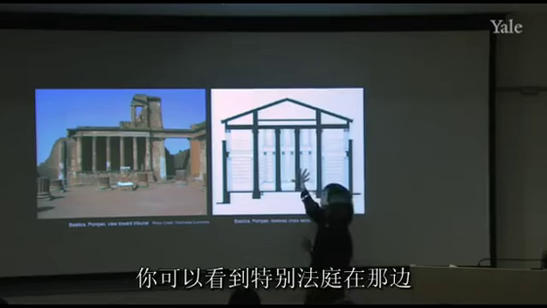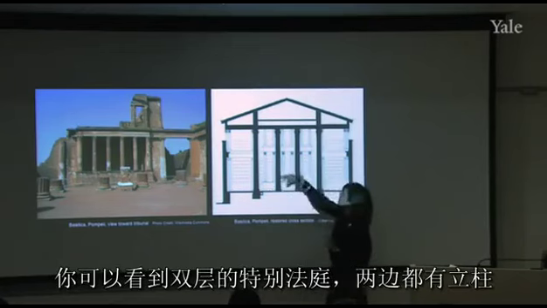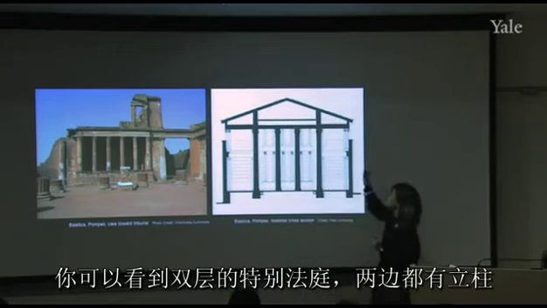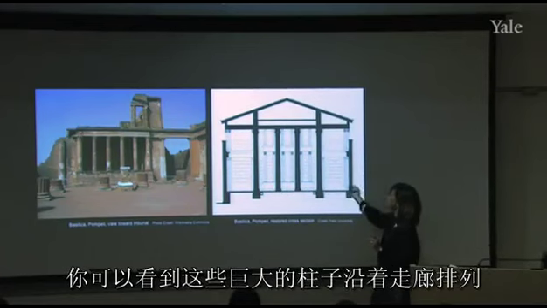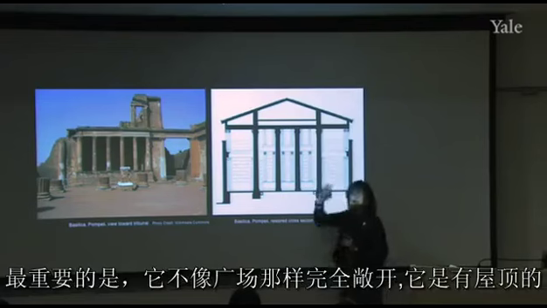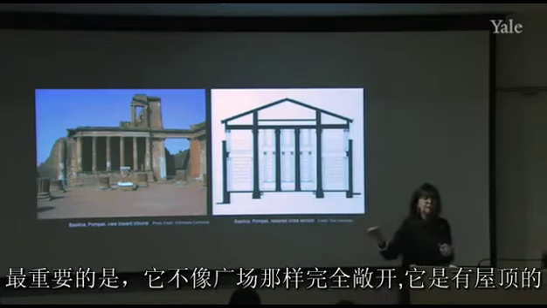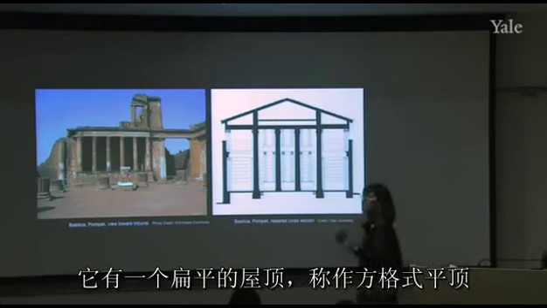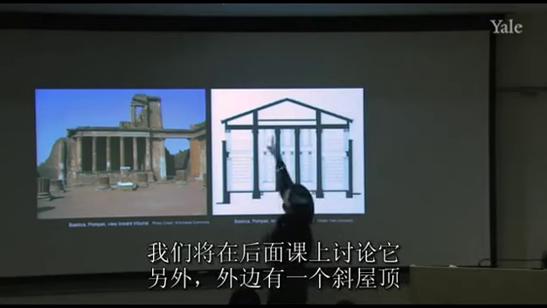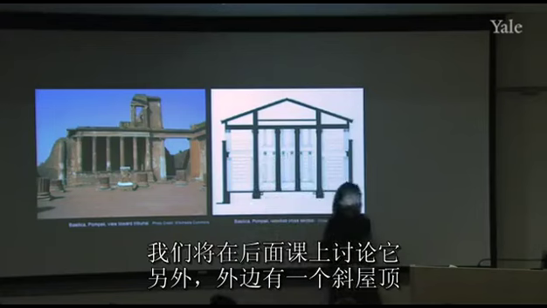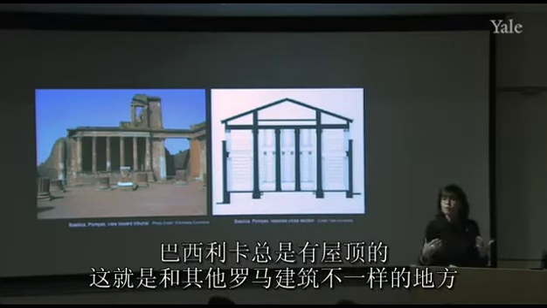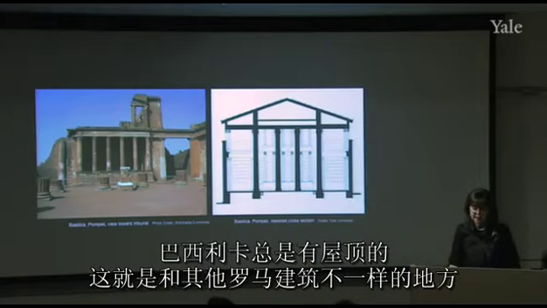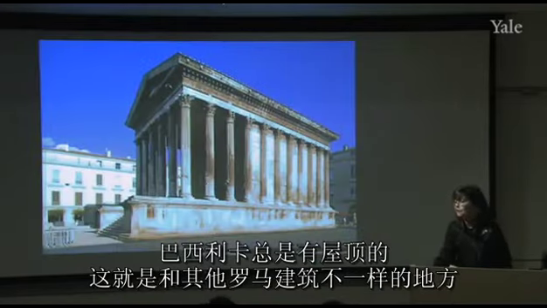You see the tribunal over there. You see that there are double stories with columns on either side. You see these colossal columns along the aisle. But most importantly, unlike the Forum, which was open to the sky, this is roofed, and it had a flat roof with what's called a coffered ceiling. We'll talk about that later in the term, but then a sloping roof from the outside. And basilicas were always roofed. That's what distinguishes them from a lot of other Roman buildings.